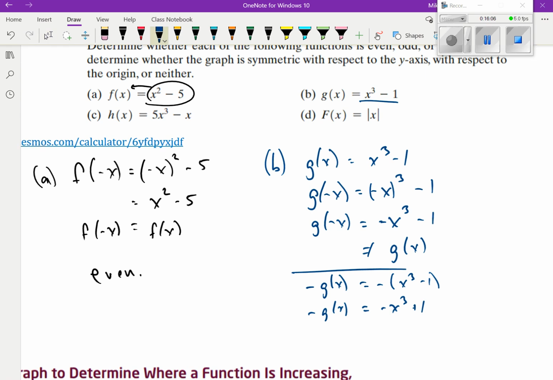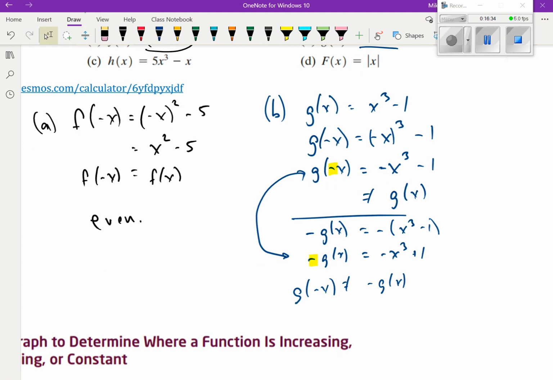As we take a look at that, what we're asking is, are these two items the same? If g of negative x is the same as the negative of g of x, so the negative sign moves from inside to outside our function, then we would say we had an even, or excuse me, we would say we had an odd function. But these are not the same. So g of negative x is not the same as the negative of g of x. So it's not an even function. It's not an odd function. So this is neither. Letter B is neither.